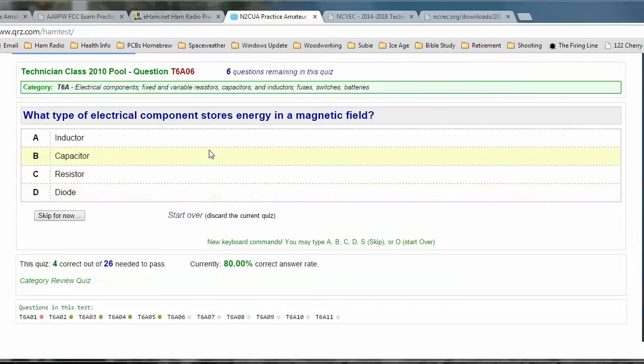What type of electrical component stores energy in a magnetic field? I discussed that earlier. That is an inductor.